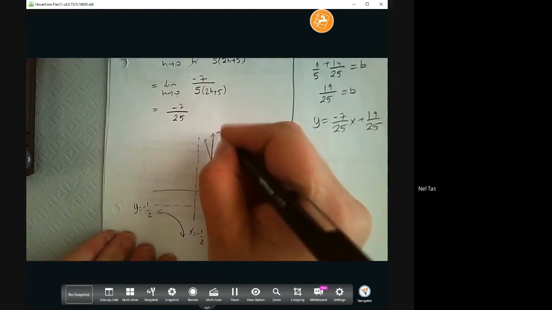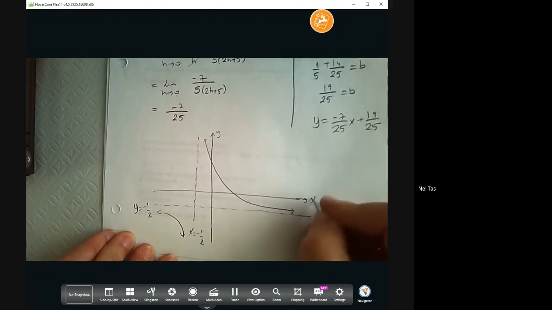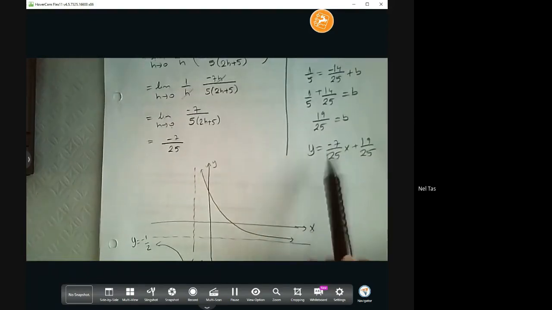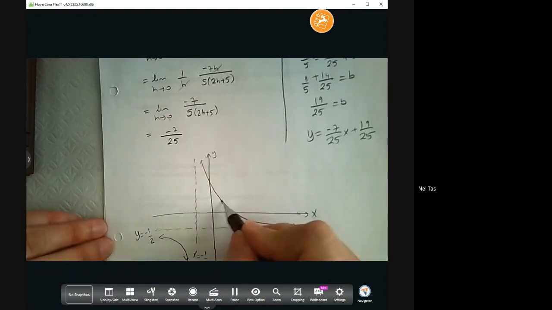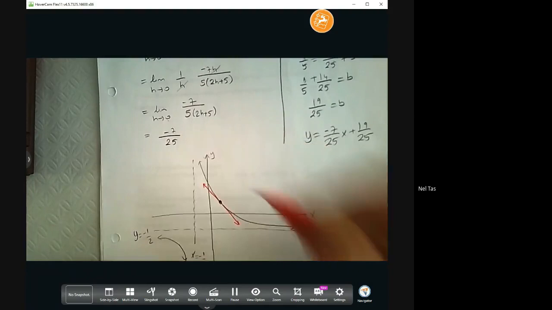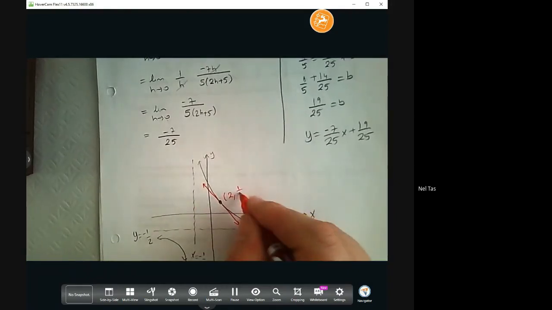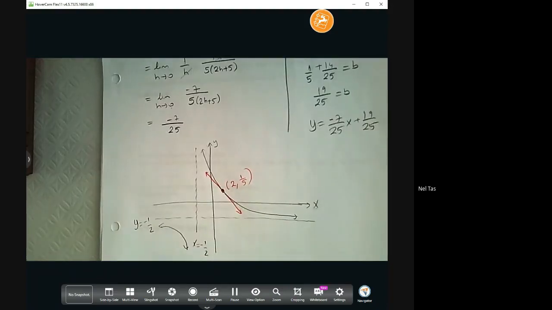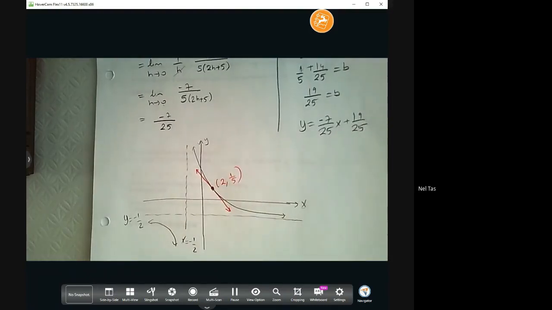So far, what did we do? Oops, this is x. So we looked at the tangent at x equals 2. Okay, I think 2 is somewhere here. Again, this is just for demonstration. That is a tangent at x equals 2. So the point 2 and 1 over 5. This graph is not scaled. The equation of this tangent is negative 7 over 25x plus 19 over 25.